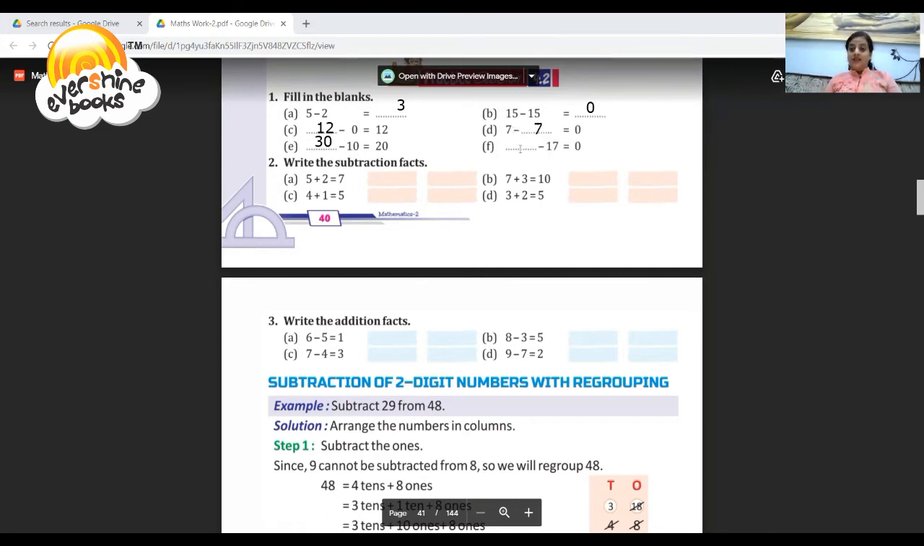17, again the number itself is coming. 17 minus 17 is 0. Next, now you have to write the subtraction fact that I have already told you.